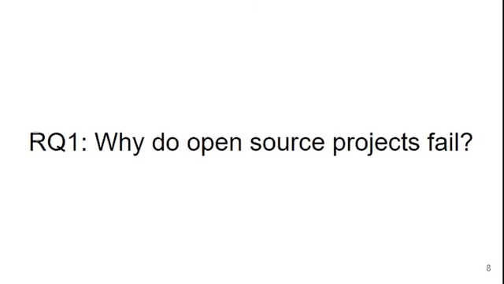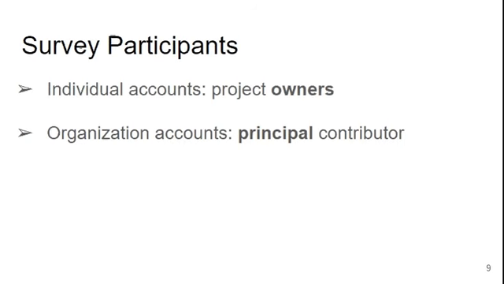Now I'm going to show the results and the design to answer the research questions. To answer the first research question, why do open source projects fail, we conduct a survey with developers. In the case of individual accounts of the repository, we send the questionnaire to the project owners. And in the case of organizational accounts, we send the survey to the principal contributor of the project.